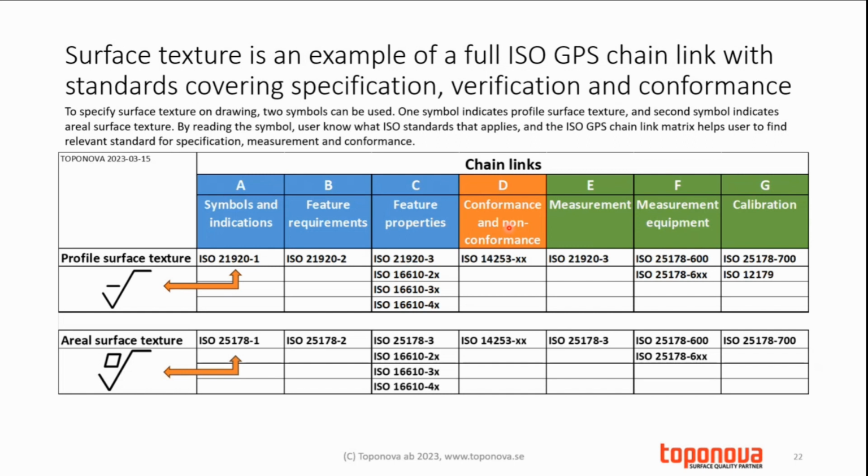Surface texture is an example of a full ISO-GPS chain link with standards covering specification, verification, and conformance. To specify surface texture on a drawing, 2 symbols can be used. One symbol indicates a profile surface texture, and second symbol indicates areal surface texture. By reading the symbol, the user knows what ISO standard applies, and the ISO-GPS link matrix helps users to find relevant standard for specification, measurement, and conformance.